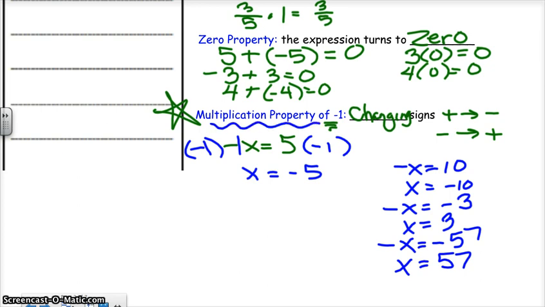The technical part of this property is the first part I explained. It's a little on the complicated side, so I just know if I want to change the sign of everything, that's the multiplication property of negative 1.